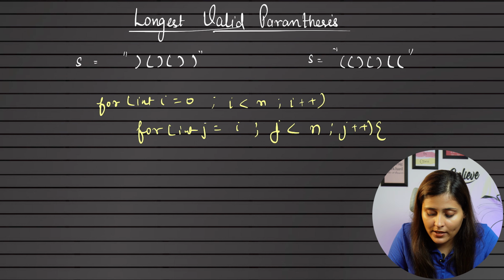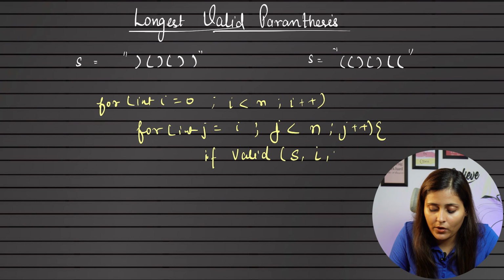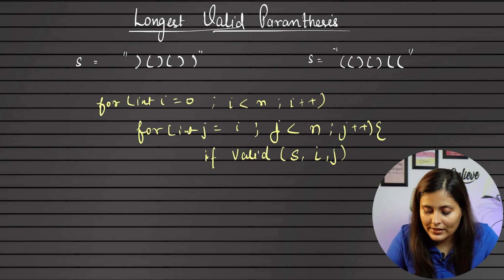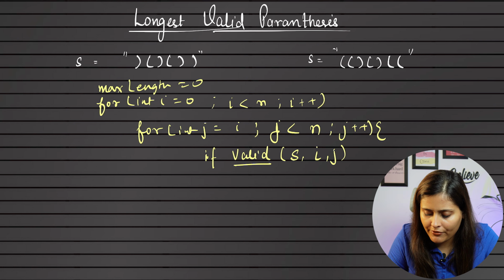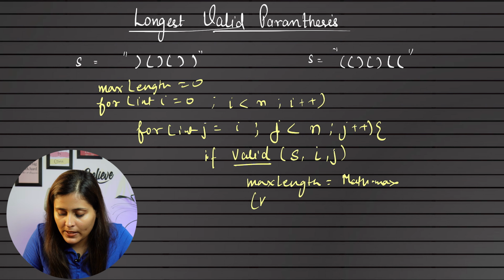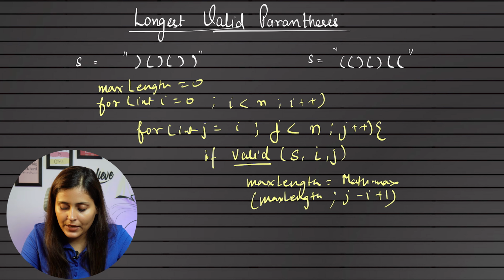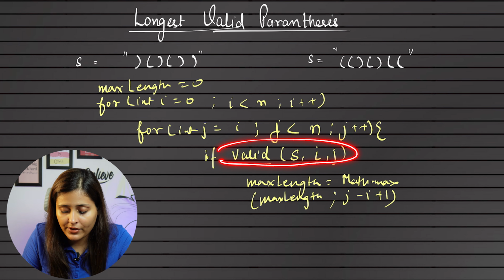So basically you will make a valid function. If you call the valid function, you will send the string, you will send the i, you will send the j. If that function returns true, then definitely this length is valid. So you have to return the maximum length. Max length you will initialize with 0, and somewhere here you will update the max length with Math.max of max length or this j minus i plus 1. Very simple.